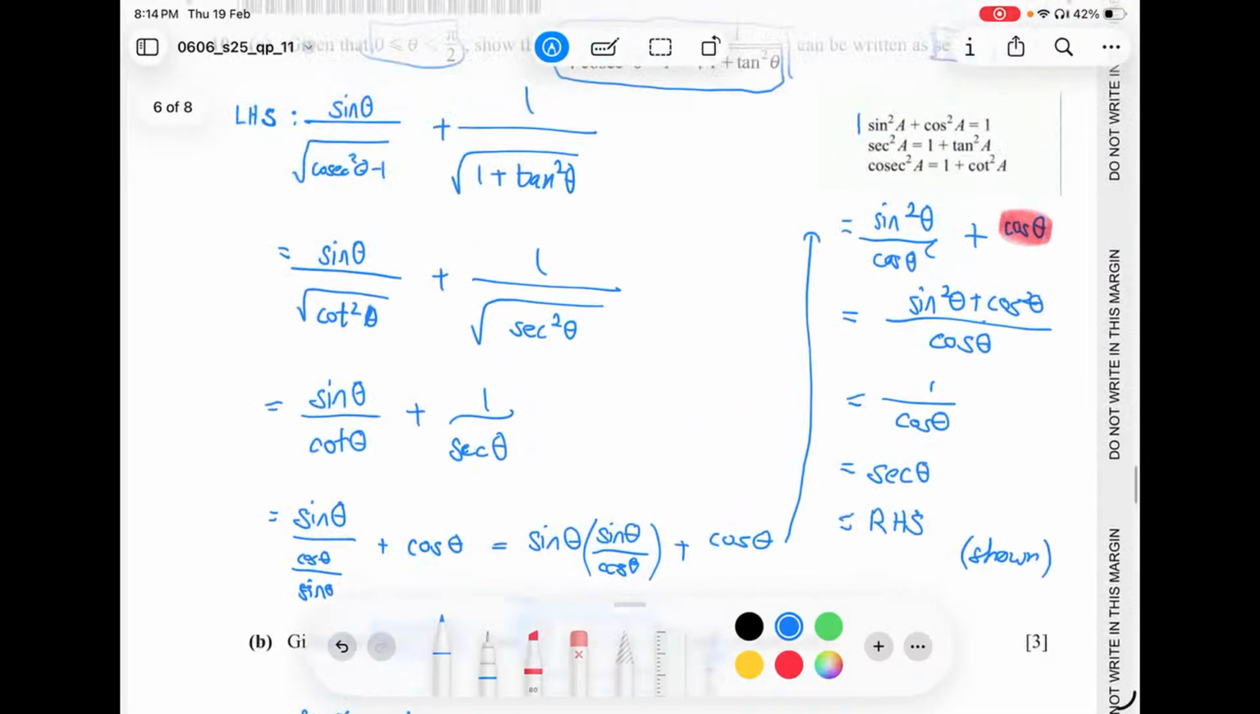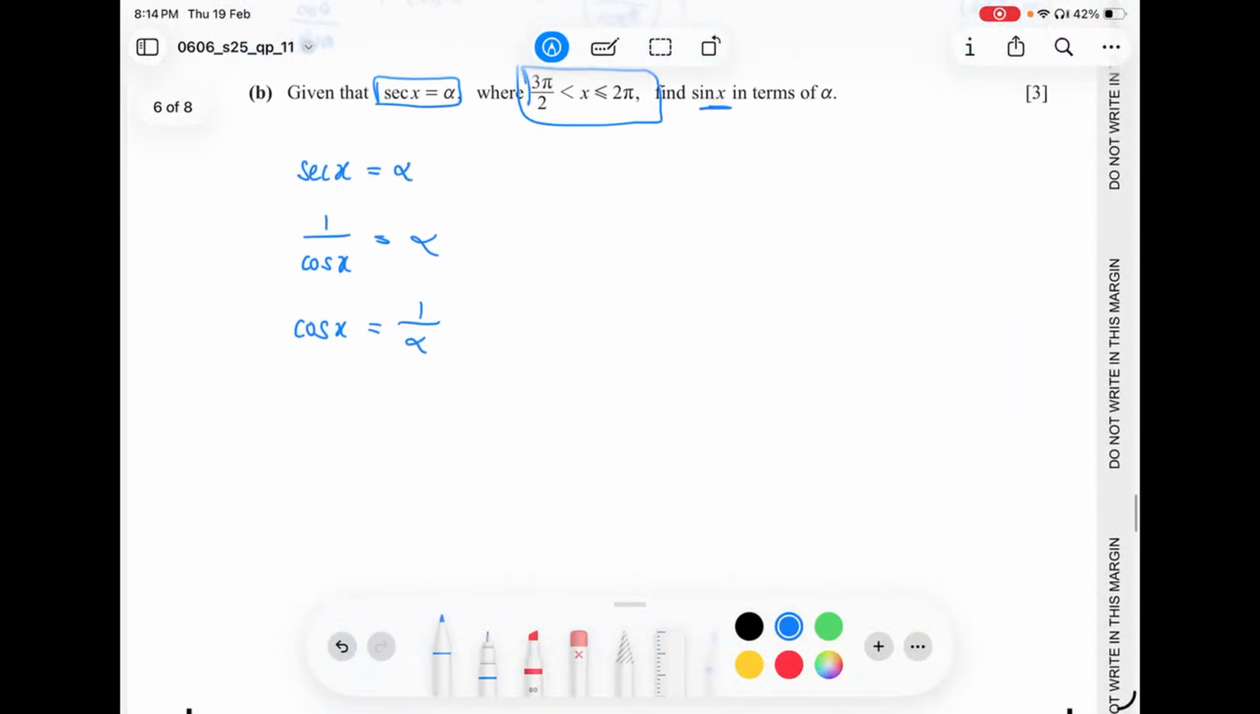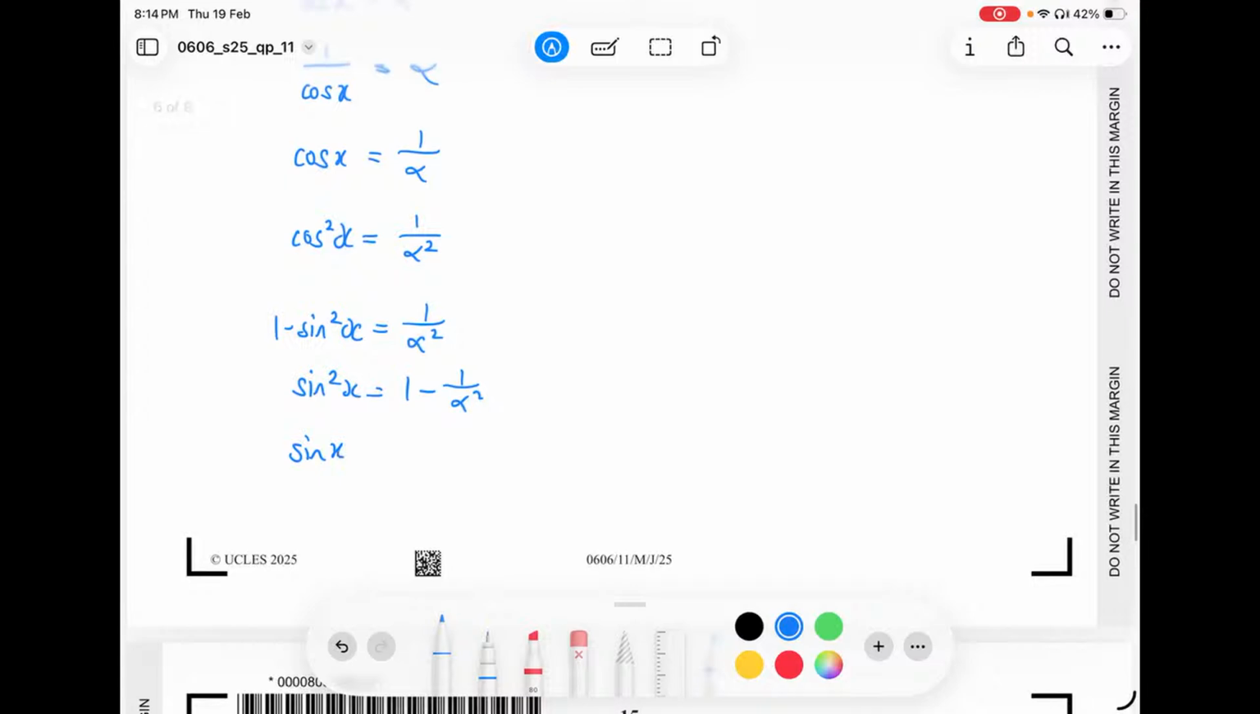So you can use this identity over here in this question, sine squared x plus cos squared x equals 1. So what we do here is we square this cos x to be 1 over alpha squared. Now from here you know that cos squared x is going to be 1 minus sine squared x, which is going to give you 1 over alpha squared. So now we have sine squared x to be 1 minus 1 over alpha squared. Sine x would be positive. You'll first write this plus minus because it's a square root.